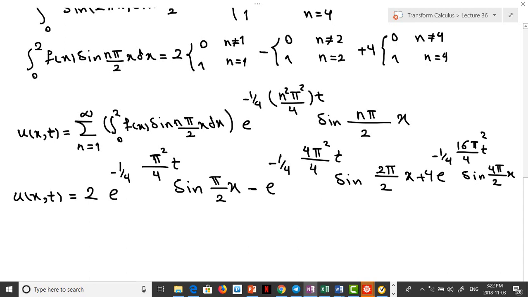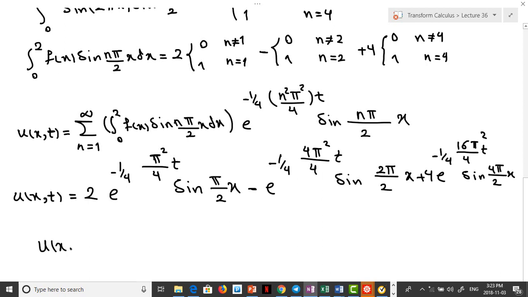So what happens if n is equal to 5? If n is equal to 5, this integral, the first part is equal to 0, the second part is equal to 0, and the third one is equal to 0 as well. So for n equal to 6, 7, 8, and so on, the integral from 0 to 2 of f(x) sin(nπx/2) dx is equal to 0. As a result, the final solution is here.